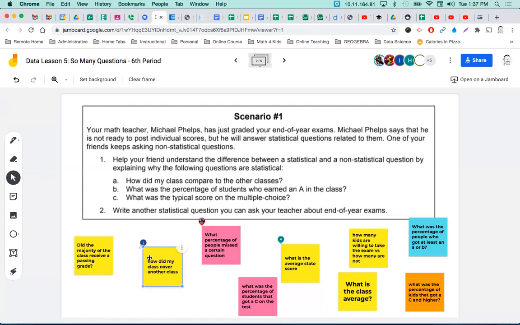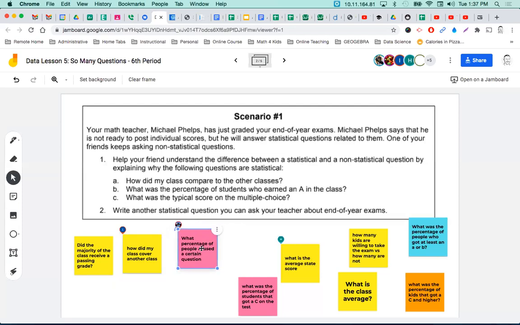How did my class compare to another class? Okay, again, similar to how did my class compare to other classes, which is good because it kind of talks about a couple classes compared to one another.